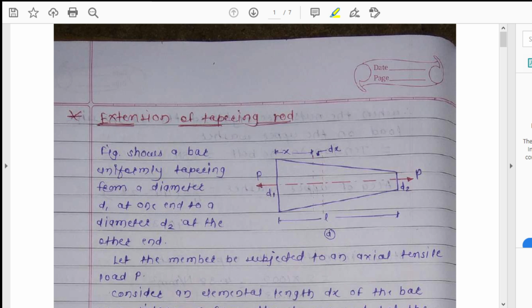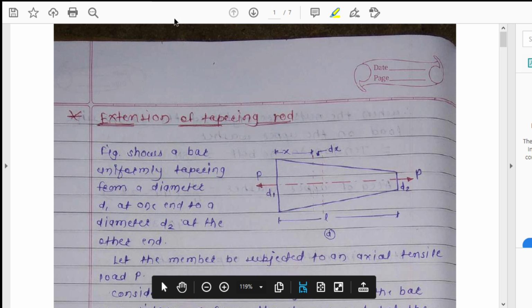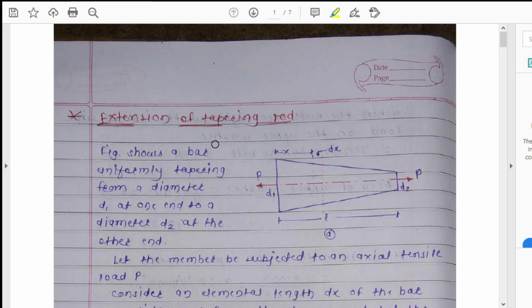Hello everyone. In this video, we will study the extensions of tapering rod and the bars of composite sections. In the previous video we studied the 2, 3 and 1 dimensional stress system and also some numericals for the compound sections of bar or bars of varying sections.